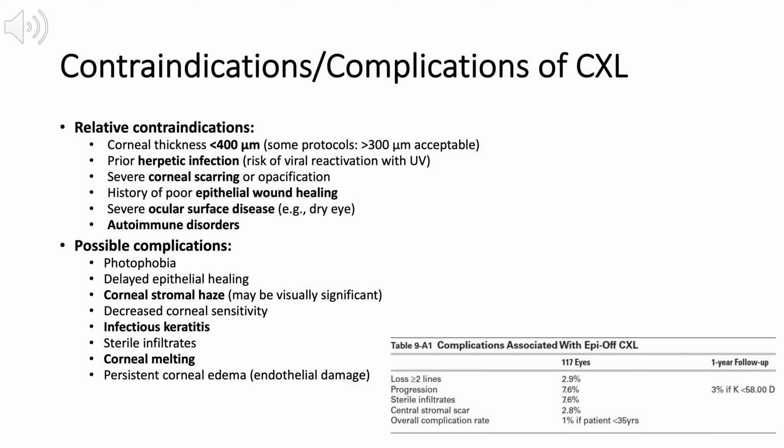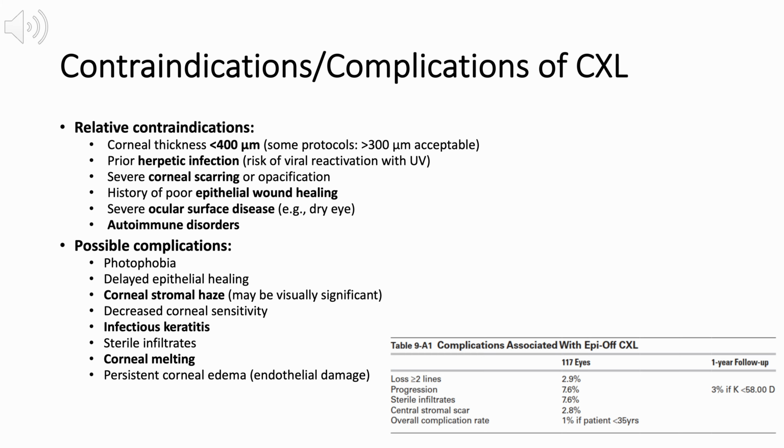Corneal cross-linking, though highly effective, carries several contraindications and potential complications that must be carefully considered before proceeding. Relative contraindications include patients with corneal thickness less than 400 microns, although some protocols permit treatment at thicknesses greater than 300 microns. A history of prior herpetic infection is also a risk factor, as UV exposure may reactivate the virus. Severe corneal scarring or opacification, poor epithelial wound healing, severe ocular surface disease such as dry eye, and underlying autoimmune disorders are additional conditions that may make cross-linking less suitable or riskier.